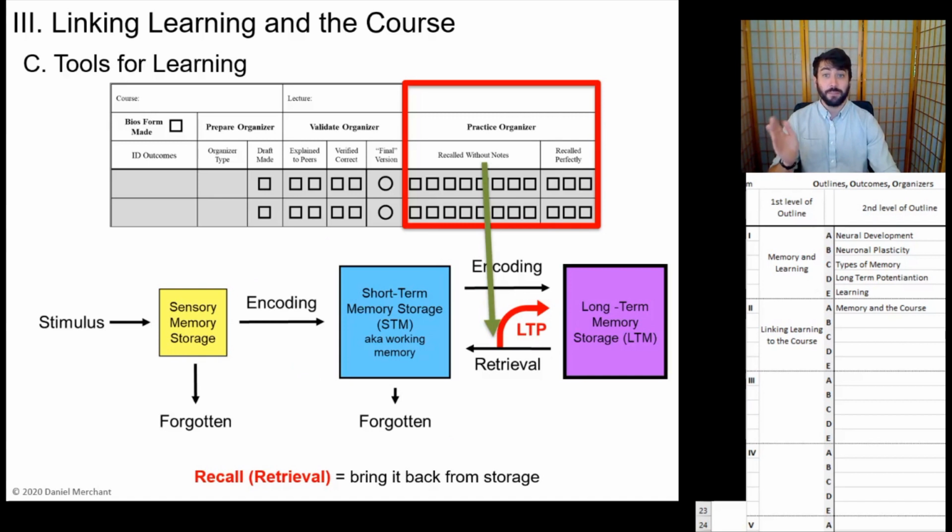Well, it actually relates back to memory, learning, and long-term potentiation. By trying to do it off the top of your head, you're forcing yourself to recall or retrieve that information from your long-term memory, right? Which is one of the critical steps in the long-term potentiation process. And each time you actively work with the organizer by writing it down or talking about it, you're encoding that information.